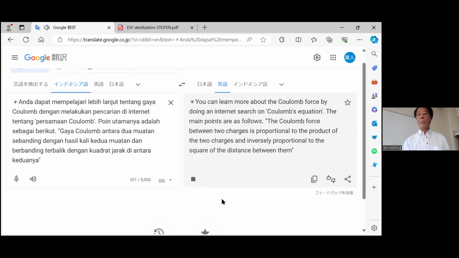You can learn more about the Coulomb force by doing an internet search on Coulomb's equation. The main points are as follows. The Coulomb force between two charges is proportional to the product of the two charges and inversely proportional to the square of the distance between them.